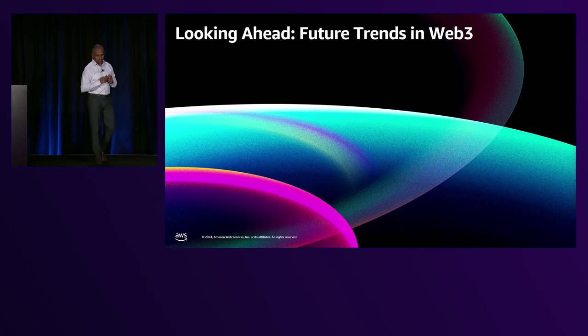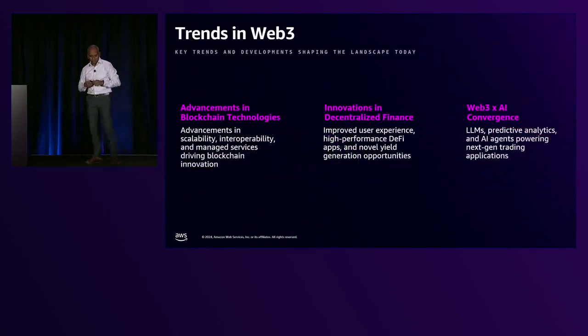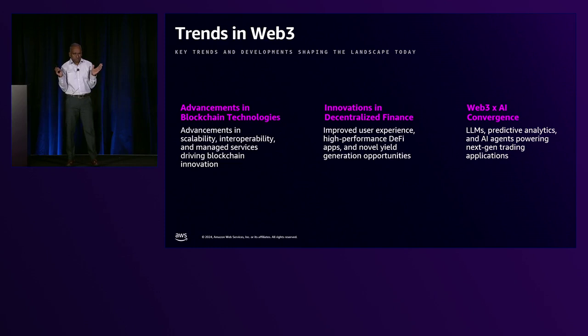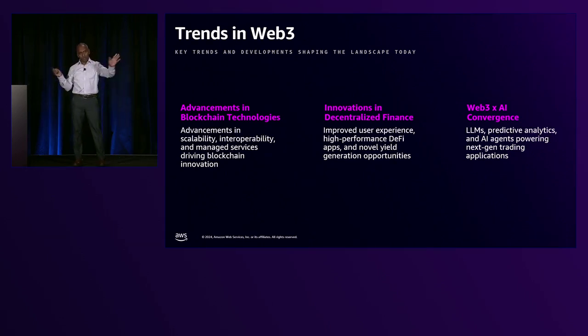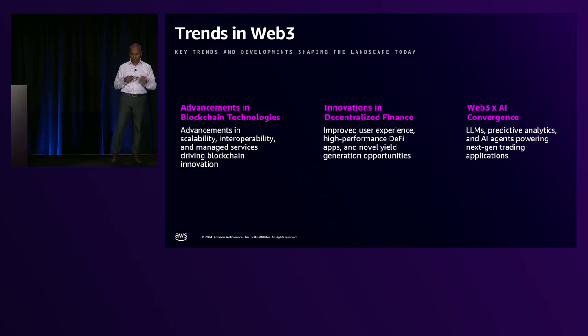I just want to touch a little bit on what the future trends are that we're seeing from talking to customers and partners. I would put it in the 3 buckets, right? There's a lot of advancement in blockchain technologies. There's quite a bit of innovation going on in decentralized finance. We're seeing a lot of action in that space. And lastly, 2024, I don't think I can get by this session without talking about AI even once, right? So there's a little bit of convergence there with Web3 and AI and what's going on.